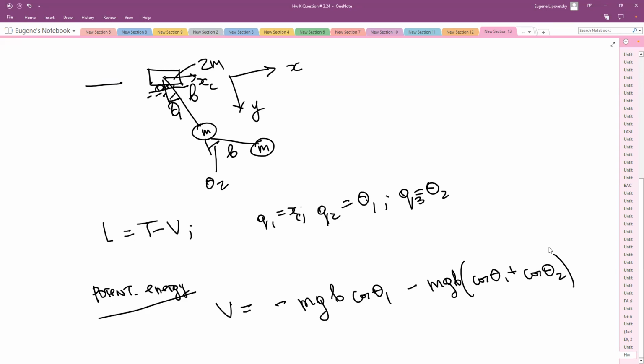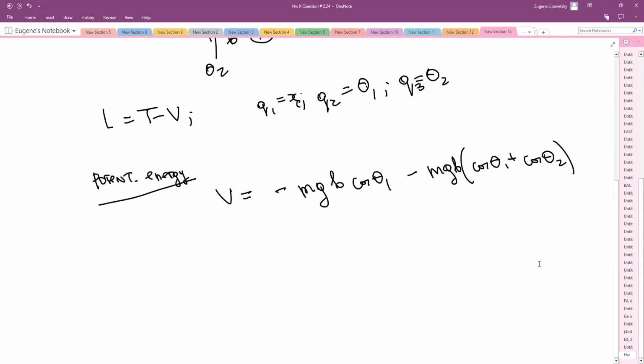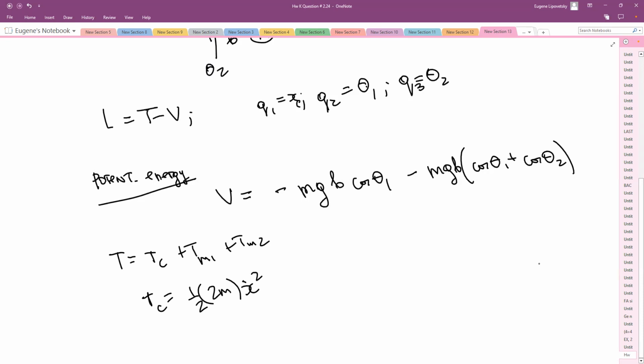So far, so good? Yes. All right, good. The cart has no potential energy, right? The T is going to be T cart plus T of M1 plus T of M2, right? T cart is easy. It's going to be 1/2 of 2m times x dot squared.